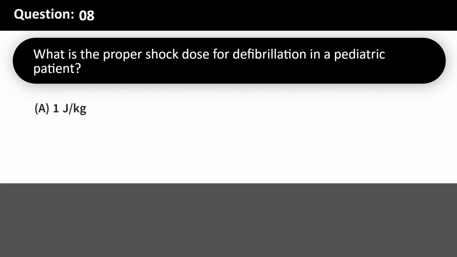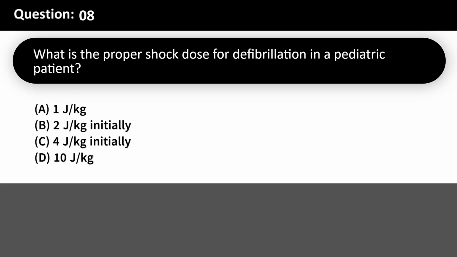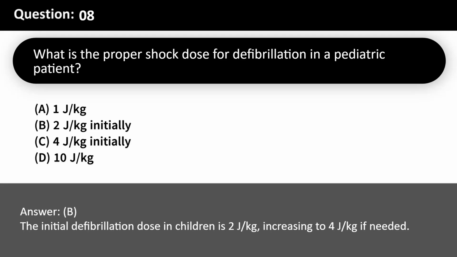What is the proper shock dose for defibrillation in a pediatric patient? A. 1 J/kg. B. 2 J/kg initially. C. 4 J/kg initially. D. 10 J/kg. Answer: B. The initial defibrillation dose in children is 2 J/kg, increasing to 4 J/kg if needed.